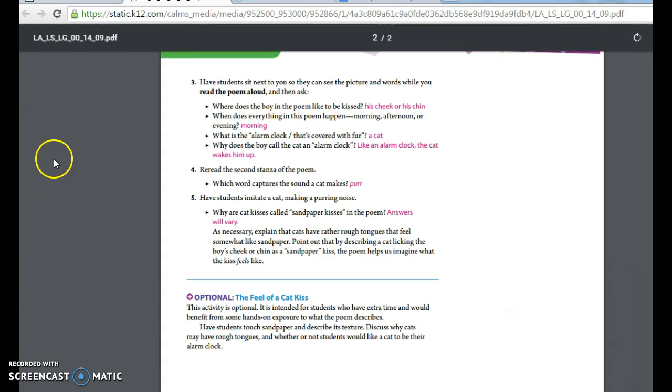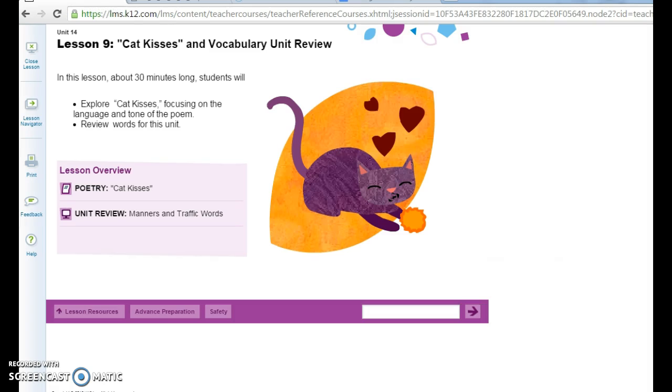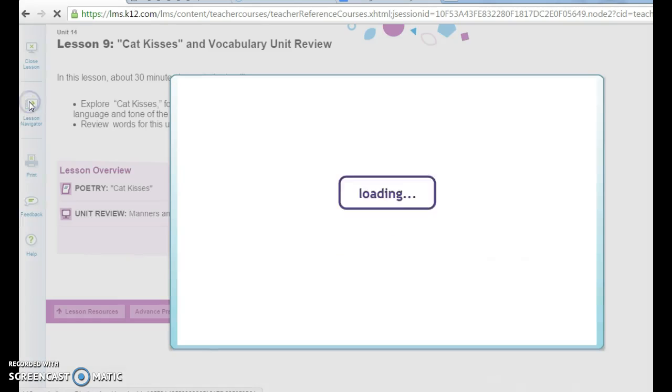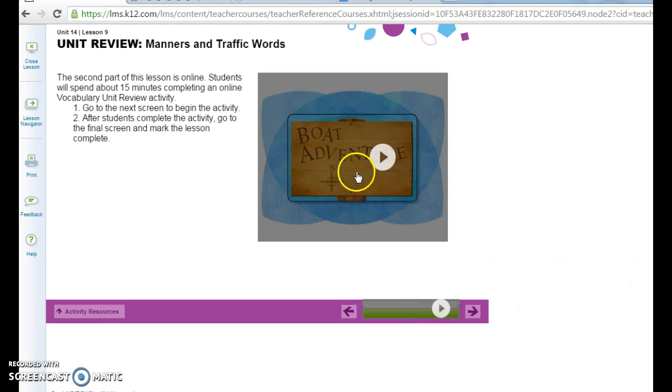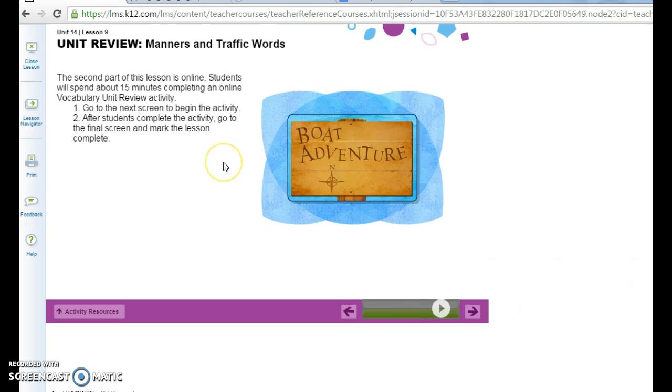So the next thing that your student will need to do is complete the online review for the vocabulary in this unit. You click on the left to Lesson Navigator, and you will click on Unit Review, Manners, and Traffic Words. And your student can complete the vocabulary review in the OLS. Please pause this recording as your student completes the vocabulary review.